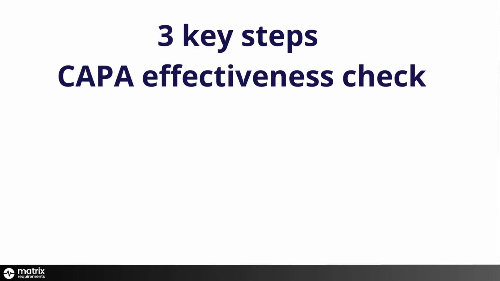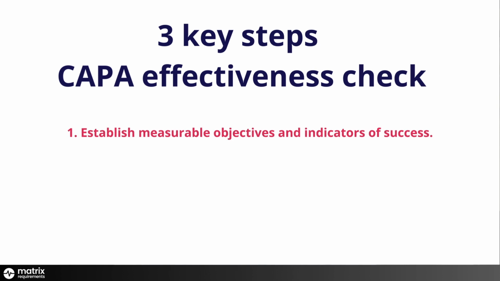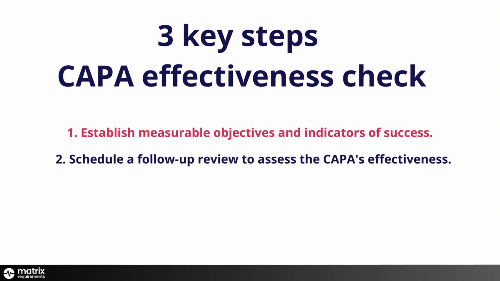There are 3 key steps to perform a CAPA effectiveness check, and it starts from the high-level CAPA. Firstly, before implementing your CAPA, define what success looks like. Secondly, you'll need to schedule a follow-up review to assess the CAPA effectiveness. The timing should allow for there to have been enough data to be collected to make an informed assessment.